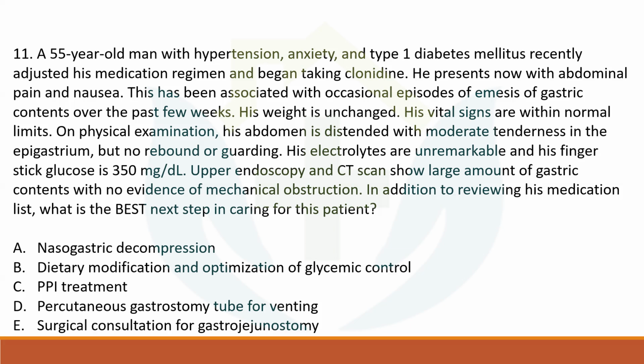Okay. In addition to reviewing his medication list, which is the best next step in caring for this patient? First is nasogastric decompression; second, dietary modification and optimization of glucose; third, PPI treatment; fourth, percutaneous gastrostomy tube for venting; and fifth, surgical consultation for gastrojejunostomy. You can answer in the chat box.